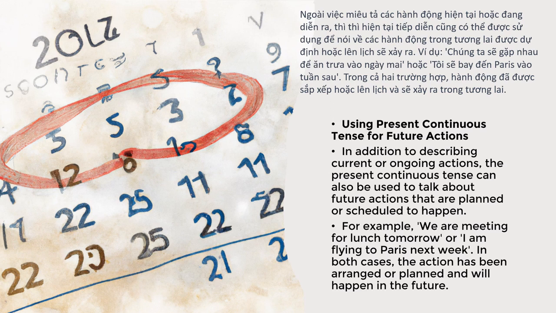By using the present continuous tense to describe future events in this way, speakers and writers are able to provide clear and concise information about their future plans and arrangements, helping to facilitate effective communication in a variety of contexts.